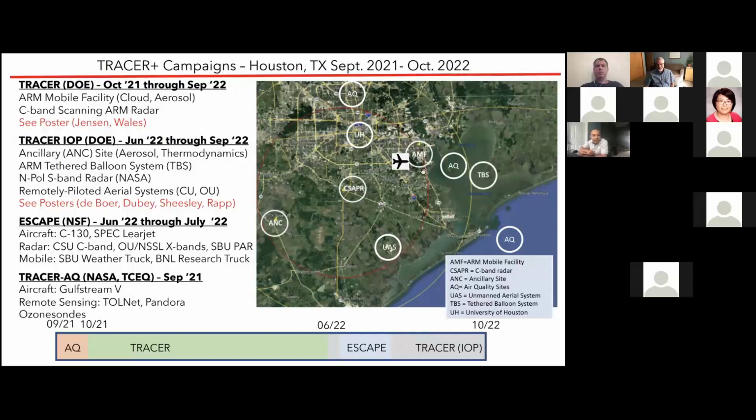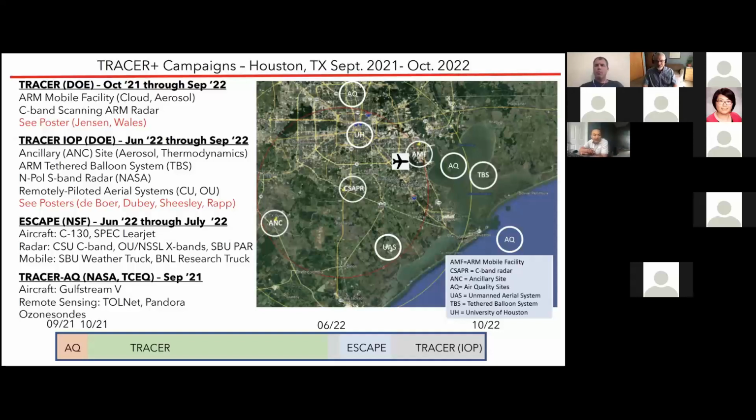going to be located. So Tracer was supposed to happen last year, but was pushed back by a year because of COVID. At the same time, NASA and NSF were going to have their own field campaigns during that time, pulling the resources. But what happened is that Tracer got delayed by a year by DOE, and NASA decided to go ahead and stick to the original timeline. So in September of a couple of months, 2021, the Tracer AQ campaign will happen.